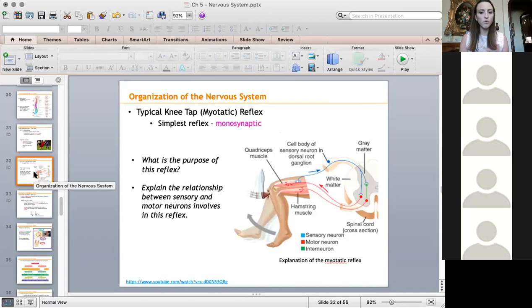Next, still looking at the spinal cord, we went over the simplest reflex. We talked about how the sensory neuron sends the signal to the spinal cord, it's processed by the interneuron, and sent back with a motor neuron. So yeah, this is how the process works. So do be familiar with the myotatic reflex. Know it's the simplest reflex and it's monosynaptic, meaning there's only one synapse.